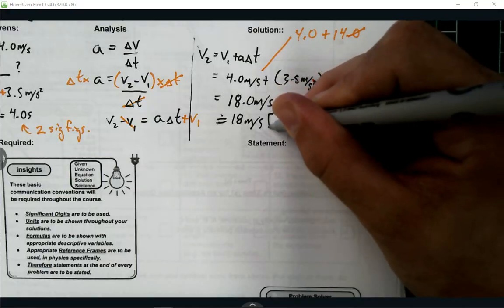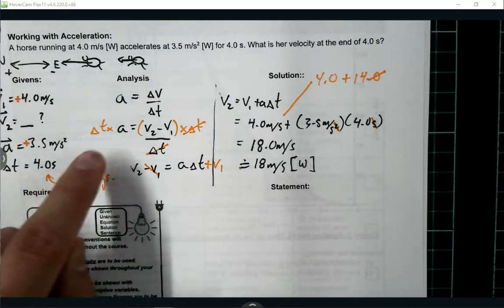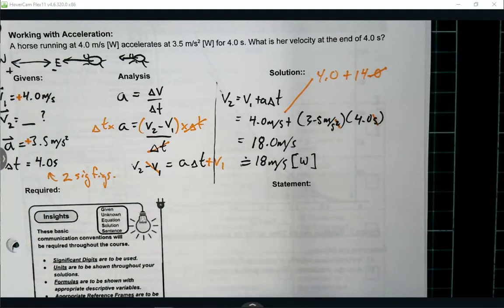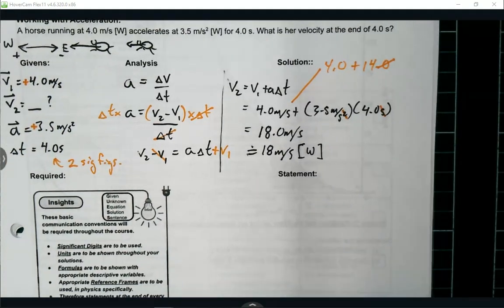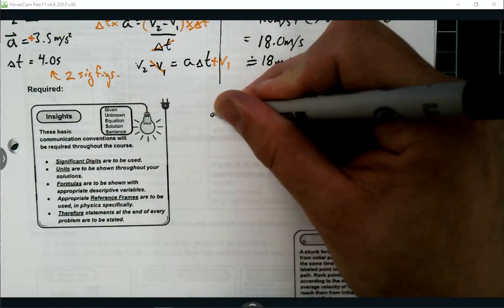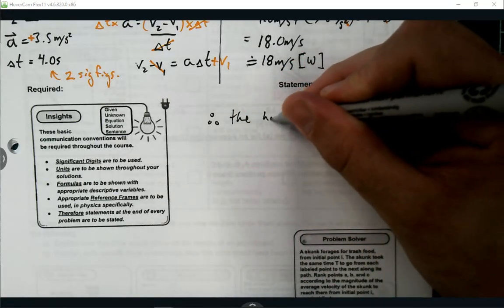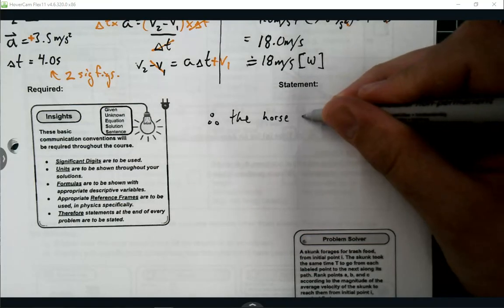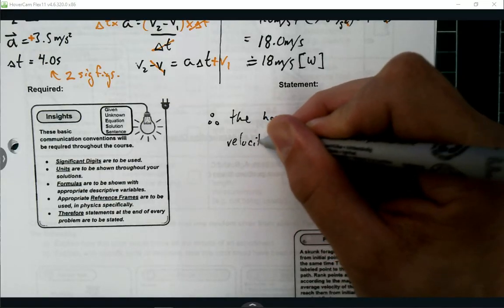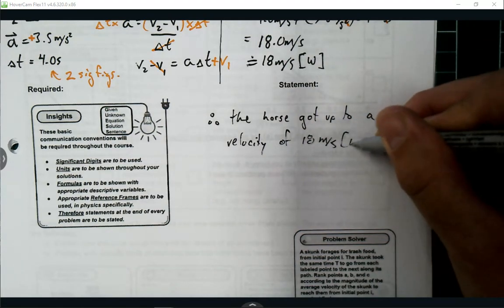All right, so this guy is positive, so we're going to declare that the final velocity was west. And as I look at my sketch, I say, oh yeah, the horse sped up. That's what I predicted. The acceleration was in the same direction as the initial velocity. The horse sped up. That fits with my little sketch prediction. And the sketch helped me to think out whether this was going to make sense in the end. And of course, at the end, we should have a therefore statement. So therefore, the horse got up to a velocity of 18 meters per second west.